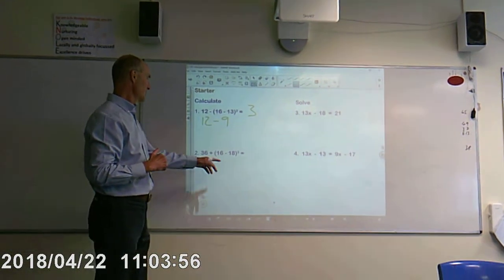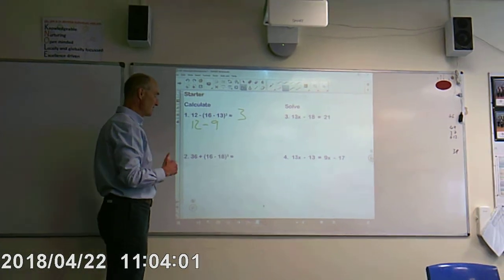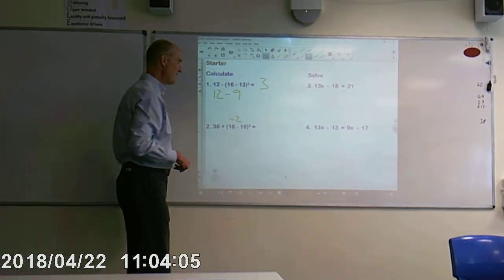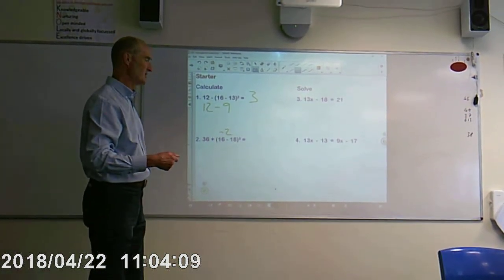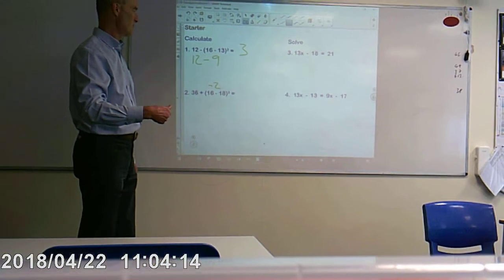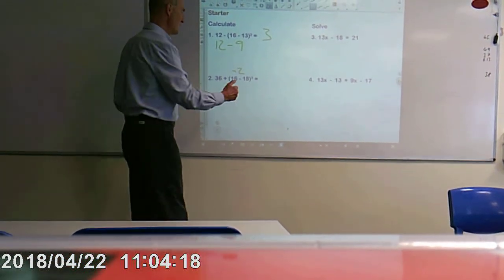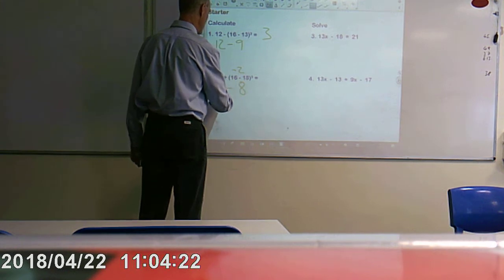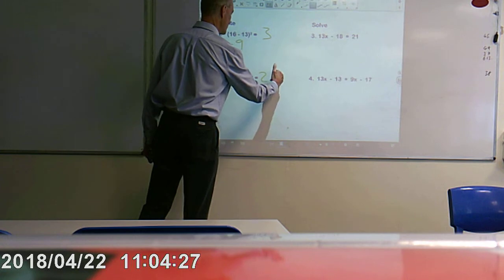Right, next one. We've got a bracket again. We've got 16 subtract 18, which gives us minus 2. And then we've got that cubed. So what is negative 2 cubed? Minus 2 multiplied by minus 2 gives us a positive 4. Positive 4 multiplied by a negative 2 gives us negative 8. So we've now got 36, take away 8, so our solution's going to be 28.